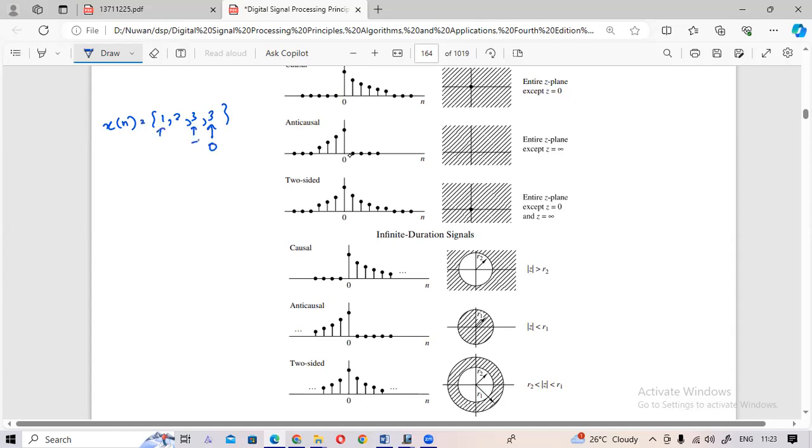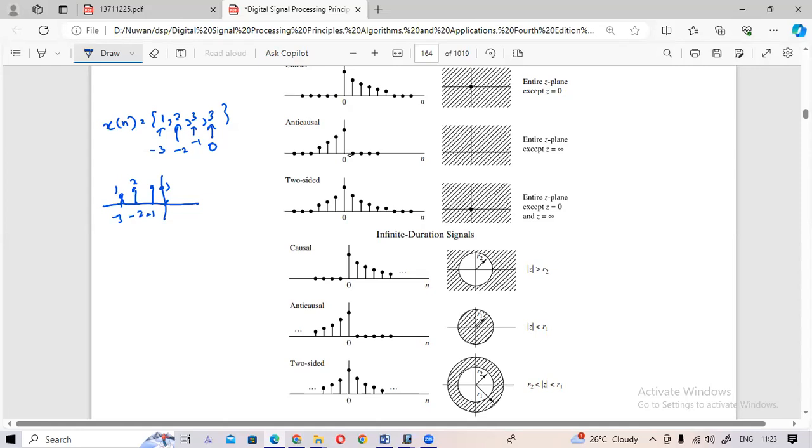This is the minus 1 sample, this is the minus 2nd sample, this is the minus 3rd sample. So your signal will be like this, okay? Here the zeroth sample is 3, the minus 1 sample is 3, the minus 2nd sample is 2, and the minus 3rd sample is 1. So this kind of signal.